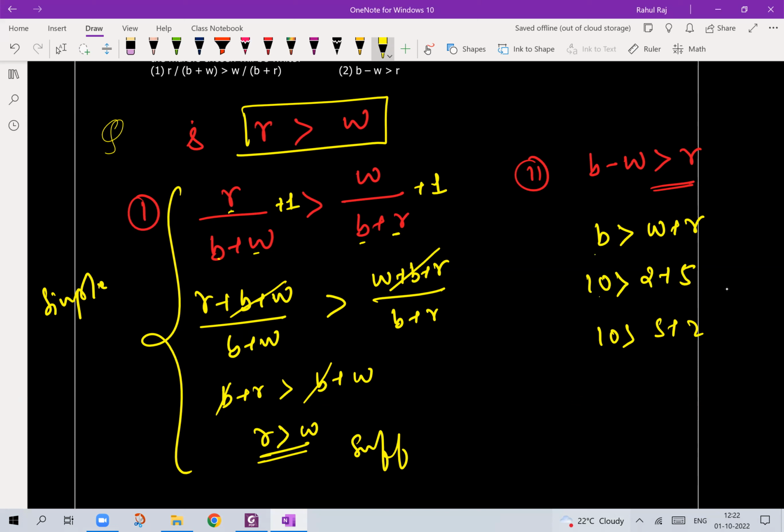Just by knowing that B is greater than W and R, you can't create a relation between W and R, right? Because it could be 2 plus 5, it could be 5 plus 2, so not sufficient. I don't know whether W is greater than R or not. So A is my straightforward answer. Is that very clear?